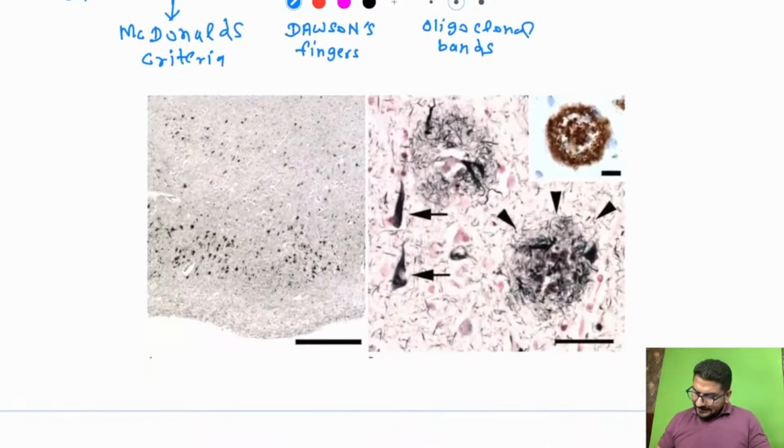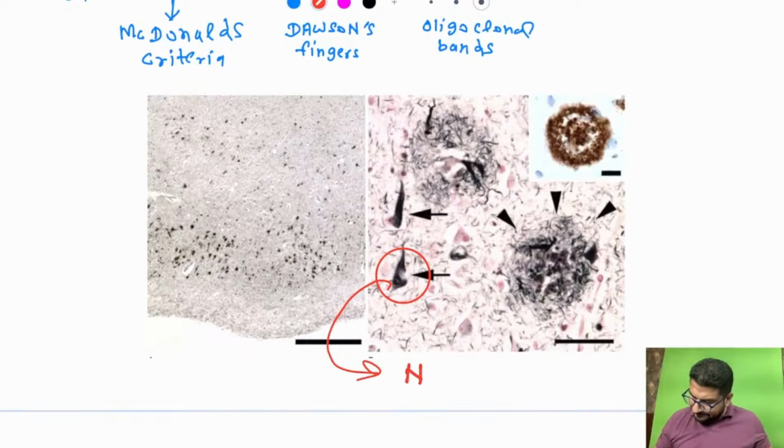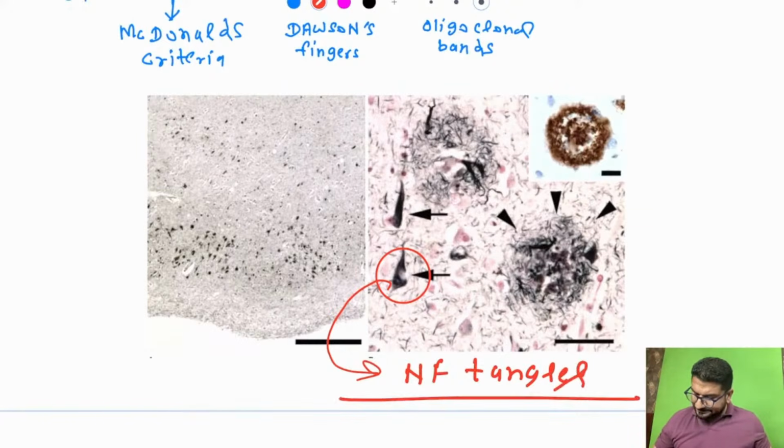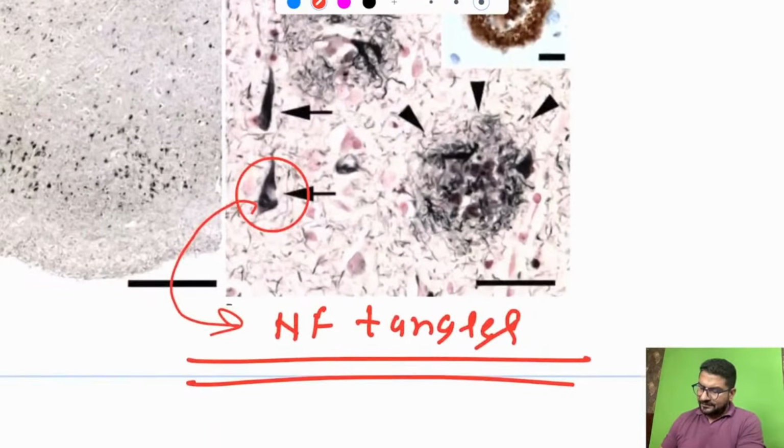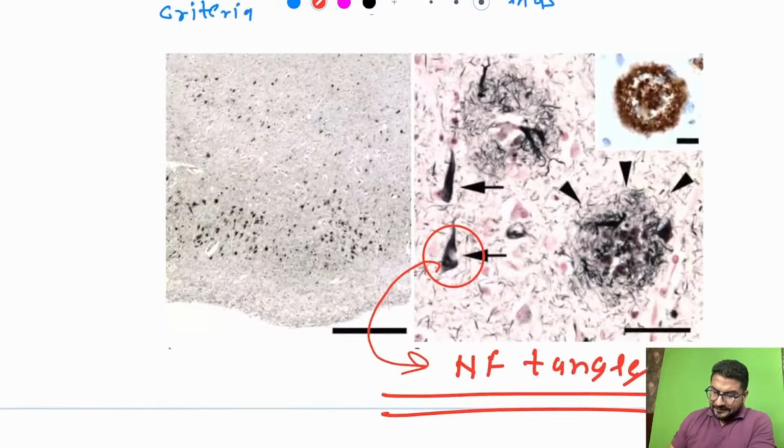Okay, now moving to Alzheimer's. You can notice these are called neurofibrillary tangles. These are triangular structures which we see in Alzheimer's disease. From Alzheimer's, understand what type of questions they ask you in the exam. They ask you simple MCQs. I'm writing all the questions of Alzheimer's.